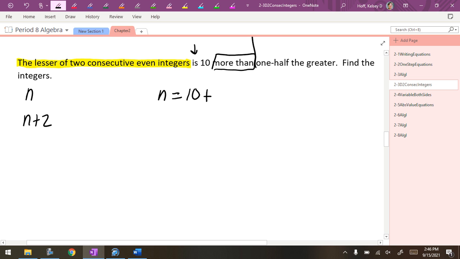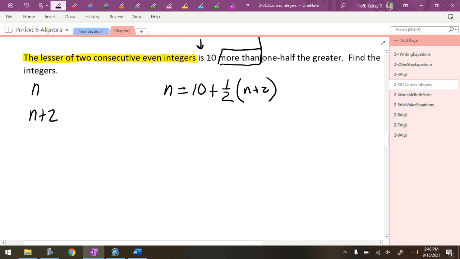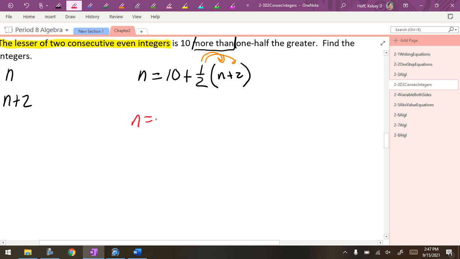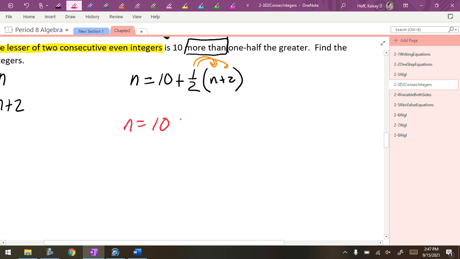What's 1/2? 1/2. What's the greater? Now what do you got to have here? Parentheses, because n plus 2 is a single number. So I got to figure that out before I cut it in half. What do I do? You should distribute. So I have n equals 10. What's 1/2 times n? 1/2 n. What's 1/2 times 2? 1.